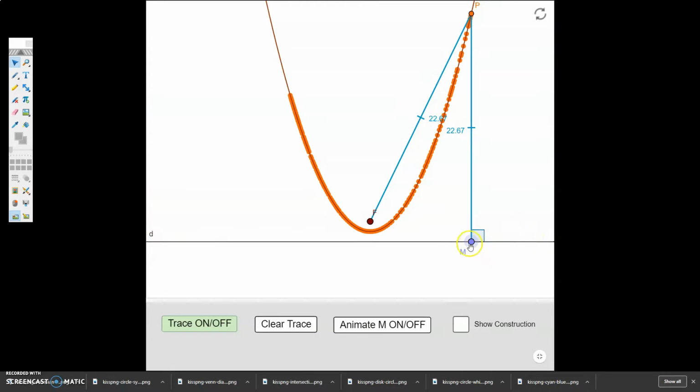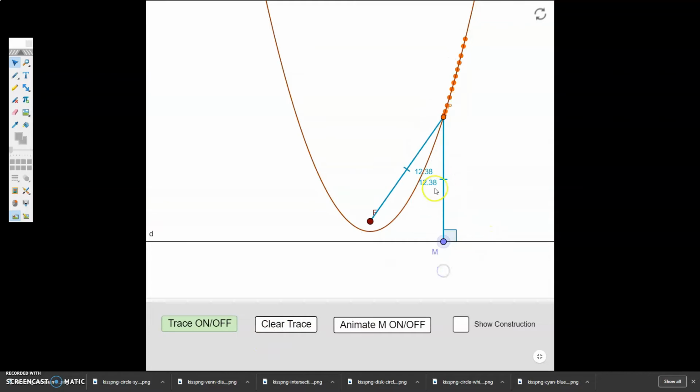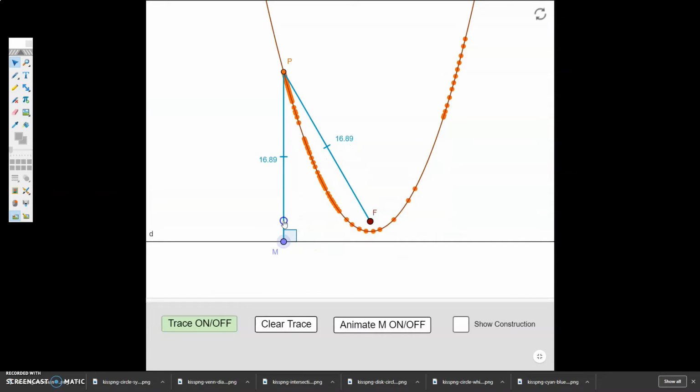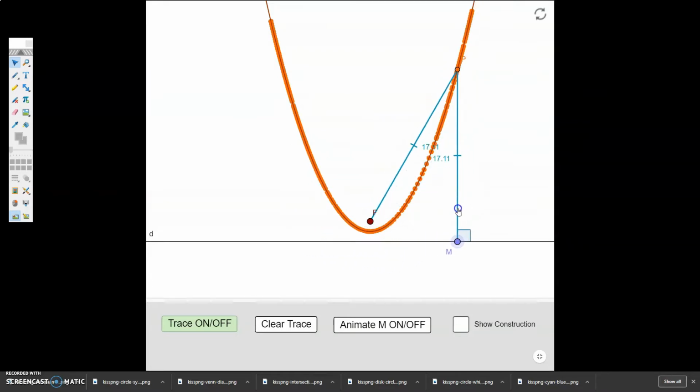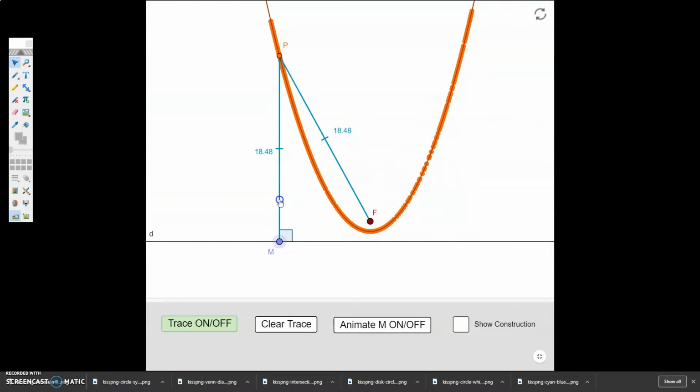See that? In this particular instance, as you can see, 12.38, 10.24, and so on. So once again, by definition, the points that get traced are what make the parabola. I hope the definition is clear.